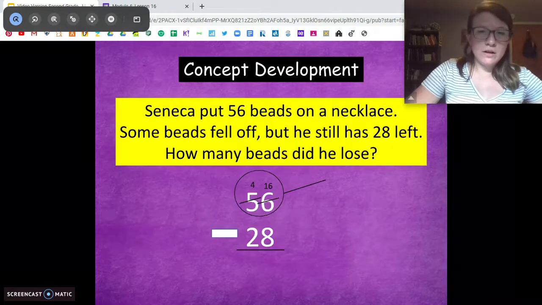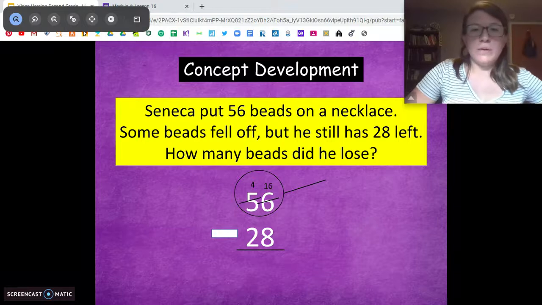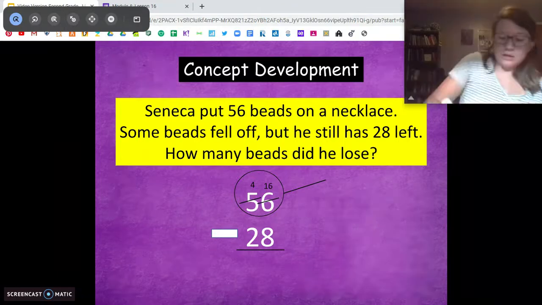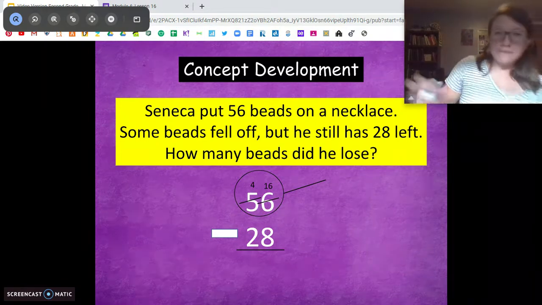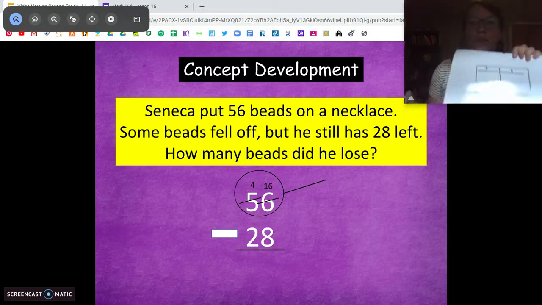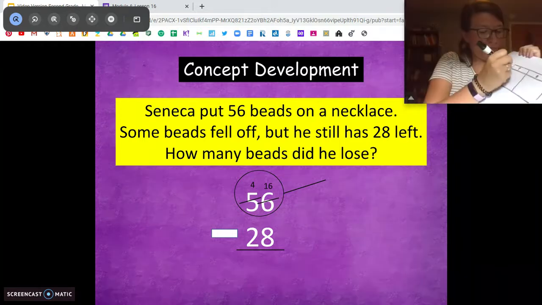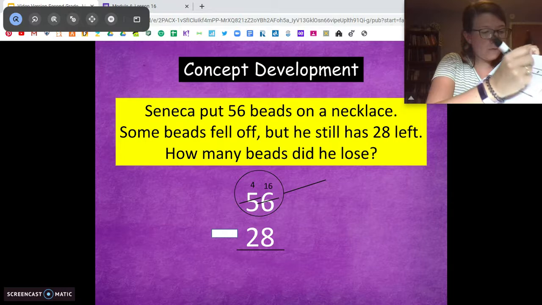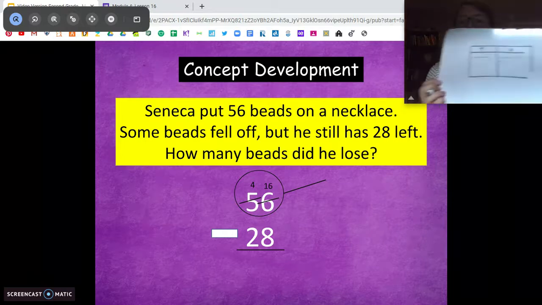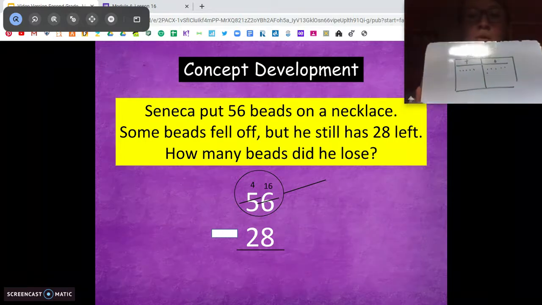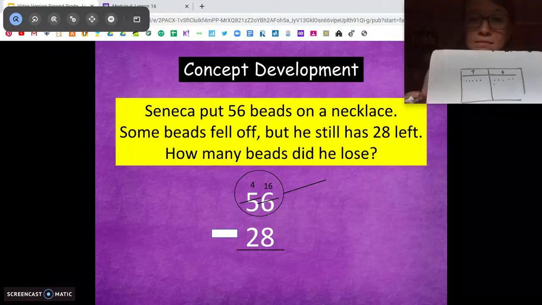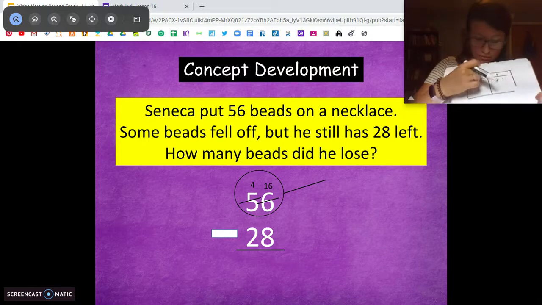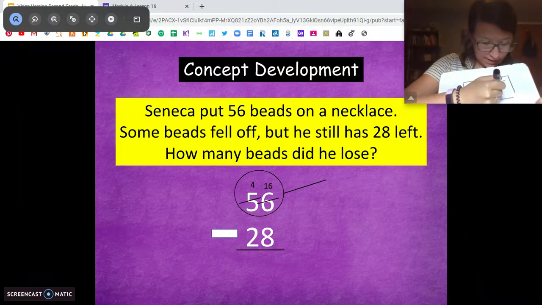I'm going to fast forward. Ooh, and here's our vertical way. So I'm just going to draw the picture for you. Okay. So when we have our vertical way, we're going to start by drawing our whole. So I drew 56. Now I know that I can't take 8 away from 6. So I'm going to take one of these away and add a group of 10.